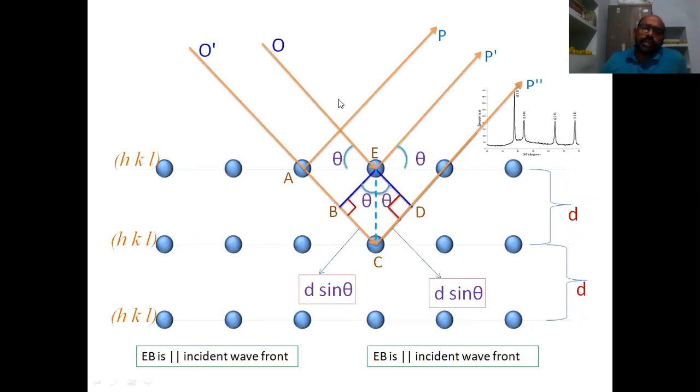So these are the incident X-rays falling on the plane lattice, that means lattice planes, and they are scattered in this direction. So it was the glancing angle theta, and after reflection also the reflected ray is making the same angle. Okay, we see here.